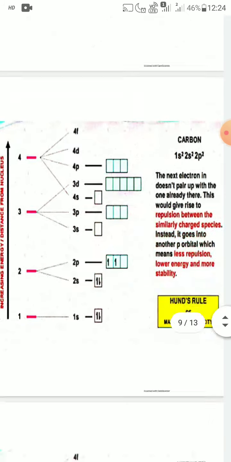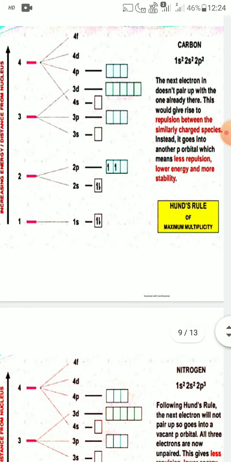Okay. Now, the electronic configuration of carbon. Carbon's atomic number is 6, so the electronic configuration becomes 1s2, 2s2, 2p2. In the case of carbon, 2 electrons in the 1s orbital, 2 electrons in the 2s orbital, and the remaining 2 electrons in the 2p orbitals.